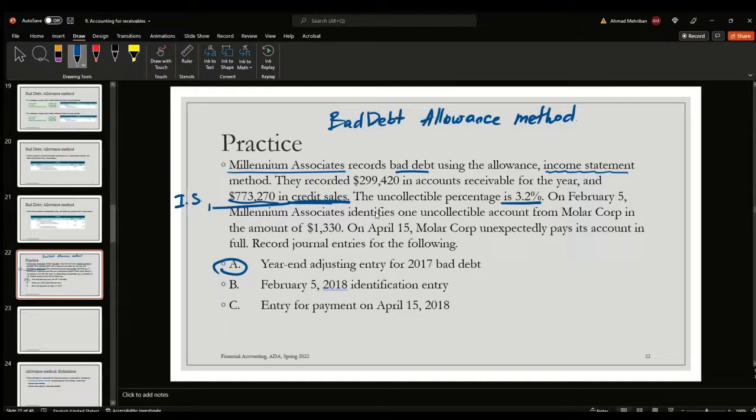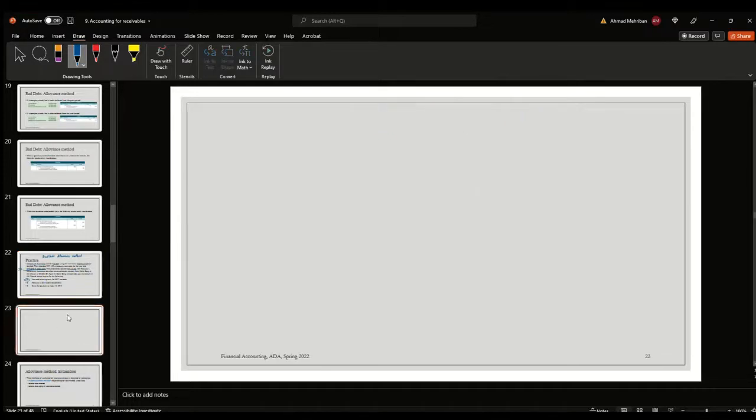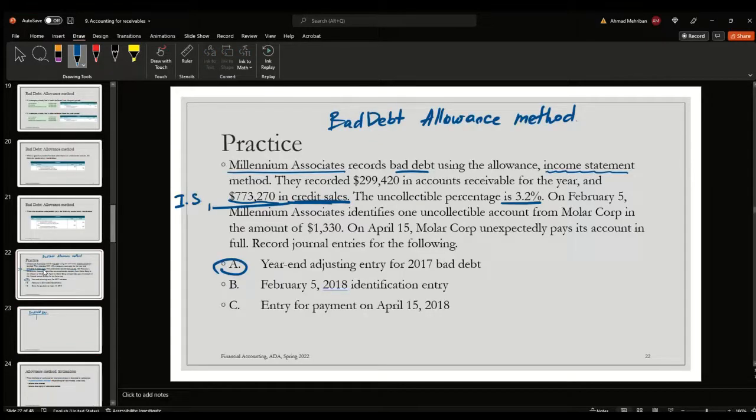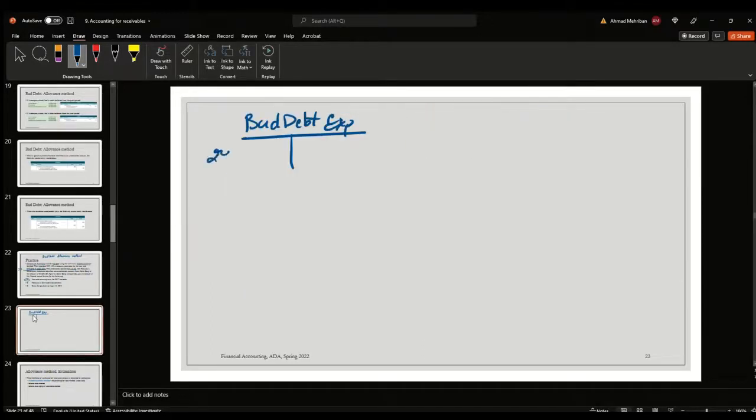Year-end adjusting entry for 2017, bad debt. The bad debt adjusting entry means that this is only an estimation, and this is how we make it. The bad debt expense is going to be debited. How much was that? Just a second. So we multiply 773,270 by 3.2%, and that's 24,744.64. So this is the amount.